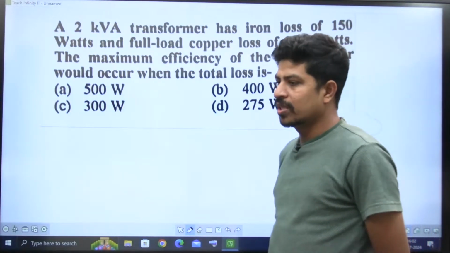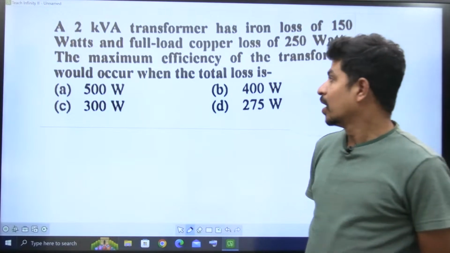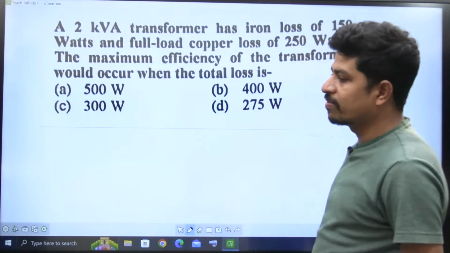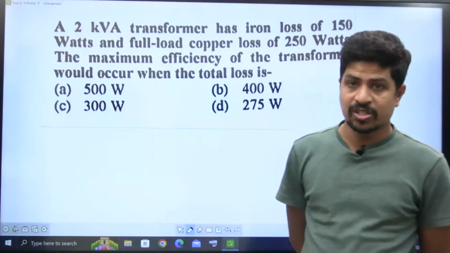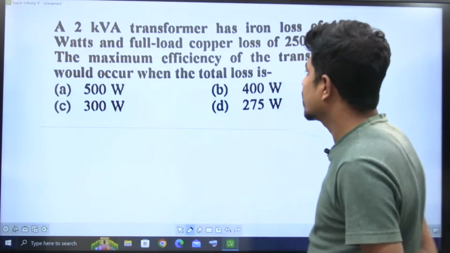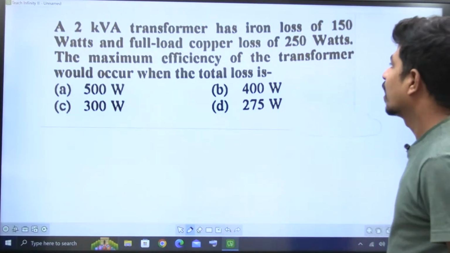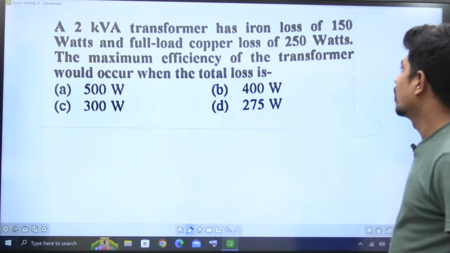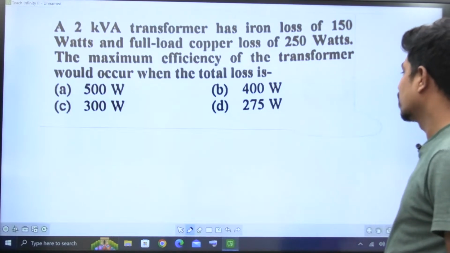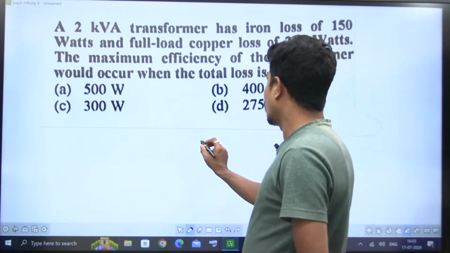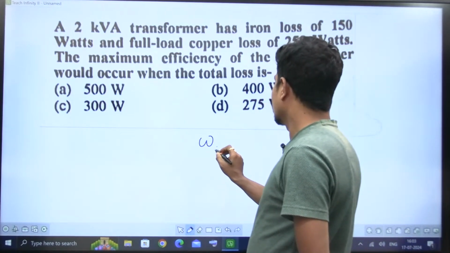Yeah, it's a good question. It is about maximum efficiency. There is a condition for maximum efficiency. Let's read the question. A 2 kVA transformer has iron losses of 150 watts and full load copper losses of 250 watts.